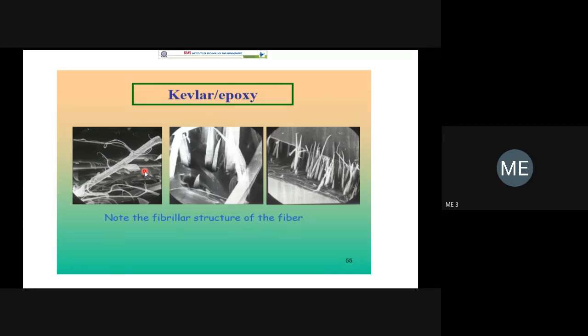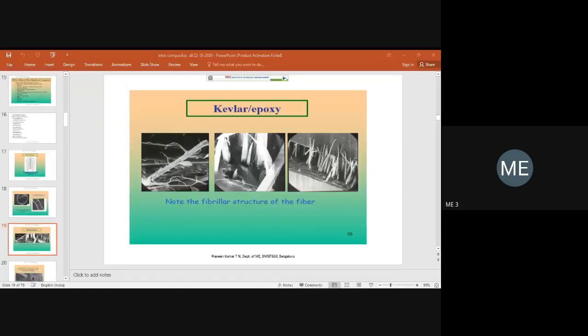Then, Kevlar is the fiber, and epoxy, which you studied in chemistry, is a polymer material. The matrix is epoxy. The fiber is Kevlar. We can see that these are the Kevlar fibers surrounded by matrix material, like steel is surrounded by concrete in the case of RCC. In a similar way, the Kevlar fibers are surrounded by epoxy matrix. Any doubt? So at least you understood what is composite, what is reinforcement material, what is matrix material.